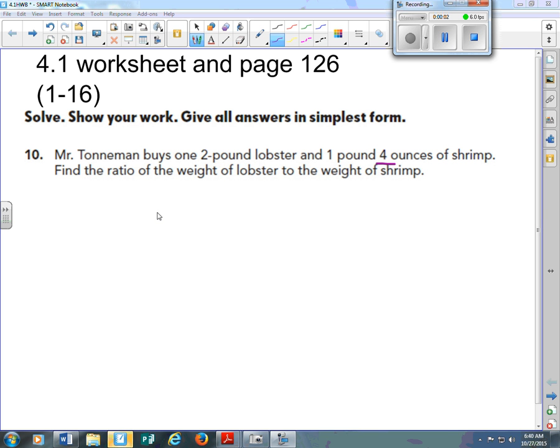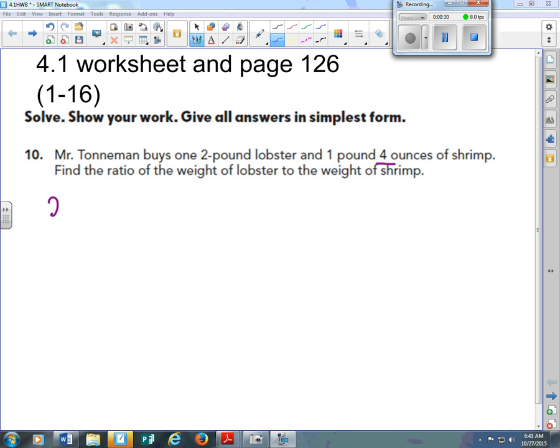This is homework worksheet 4.1 and page 126, problems 1 through 16. It says solve, show your work, give all answers in simplest form. Mr. Tolman buys a 2-pound lobster and 1 pound 4 ounces of shrimp. Find the ratio of the weight of the lobster to the weight of the shrimp. So it's easiest to work in ounces because we already have the ounces here.